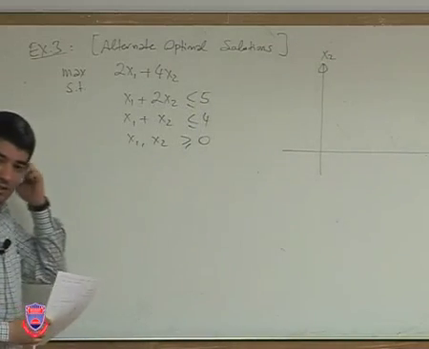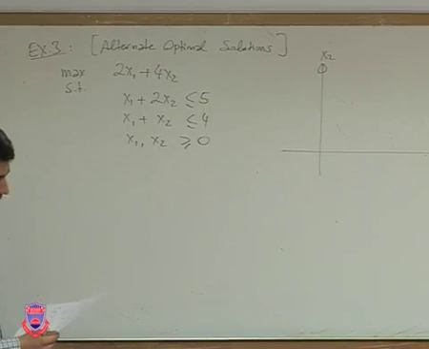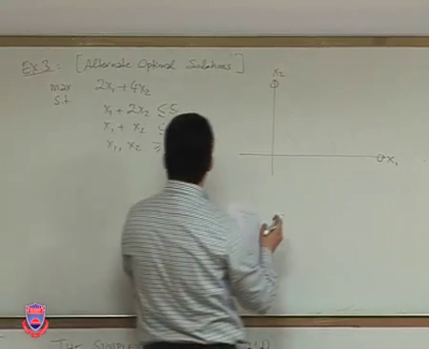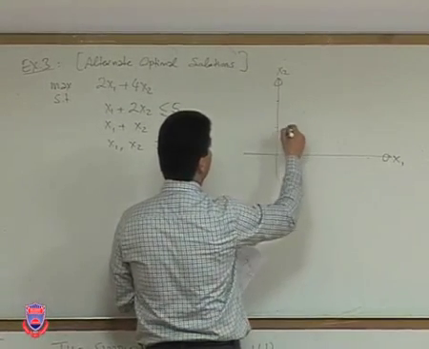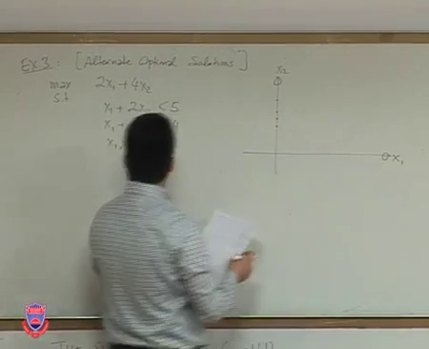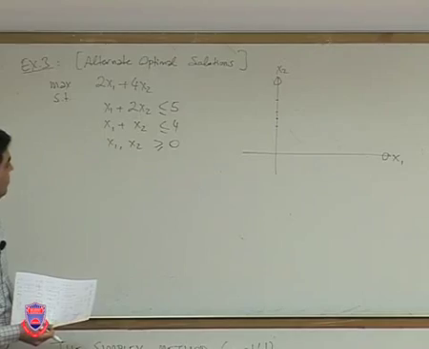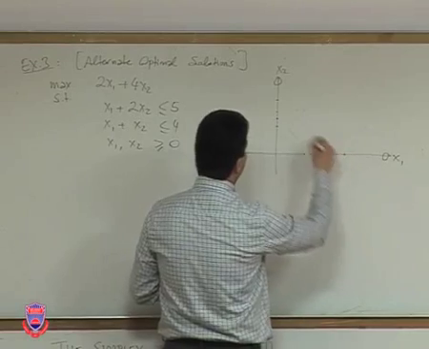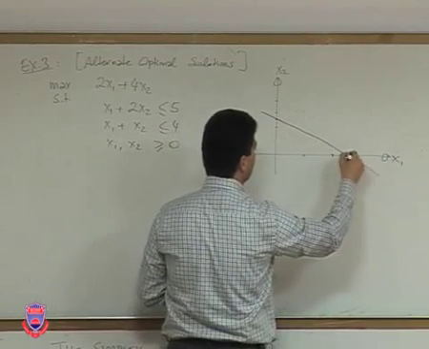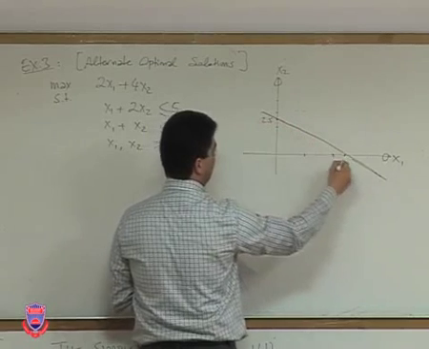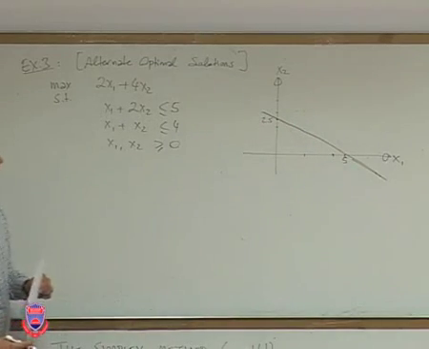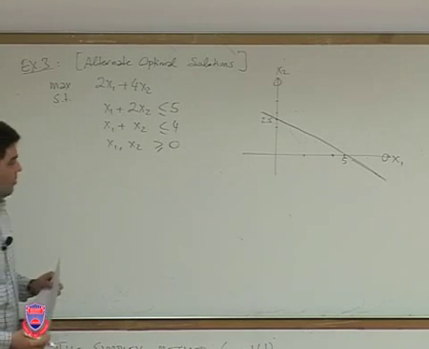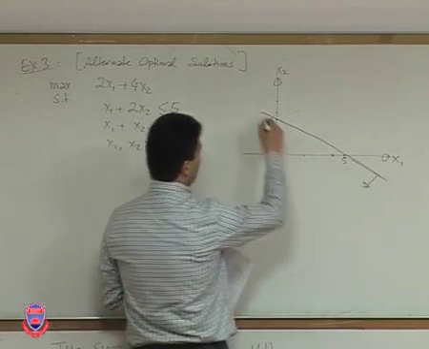So let me start with the first constraint. What does the first constraint look like? Well, if x1 is 0, x2 is 2.5, basically, right? And if x2 is 0, x1 is equal to 5. So it actually goes through these 2 points. So this is 2.5 and this is 5. And which is the correct side? Which side should I pick? So 0, 0 is feasible, so as a result this is the correct side. Okay.